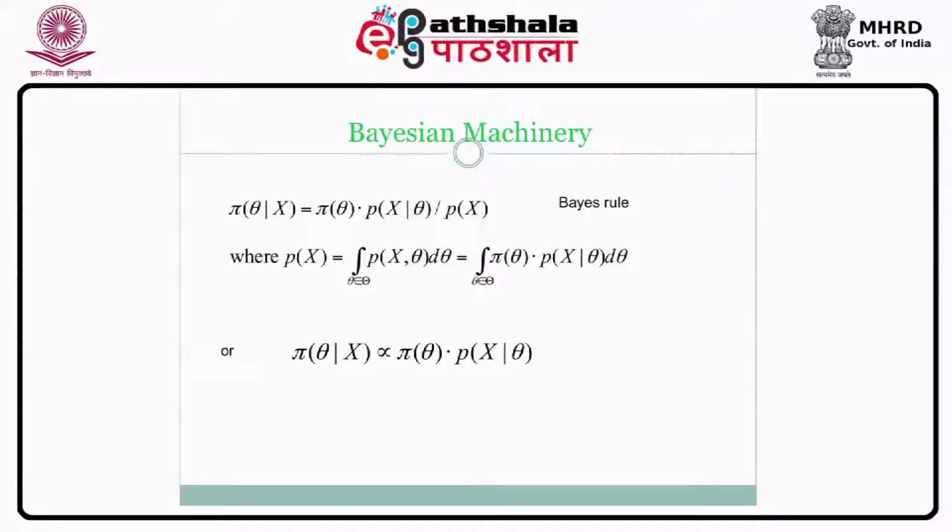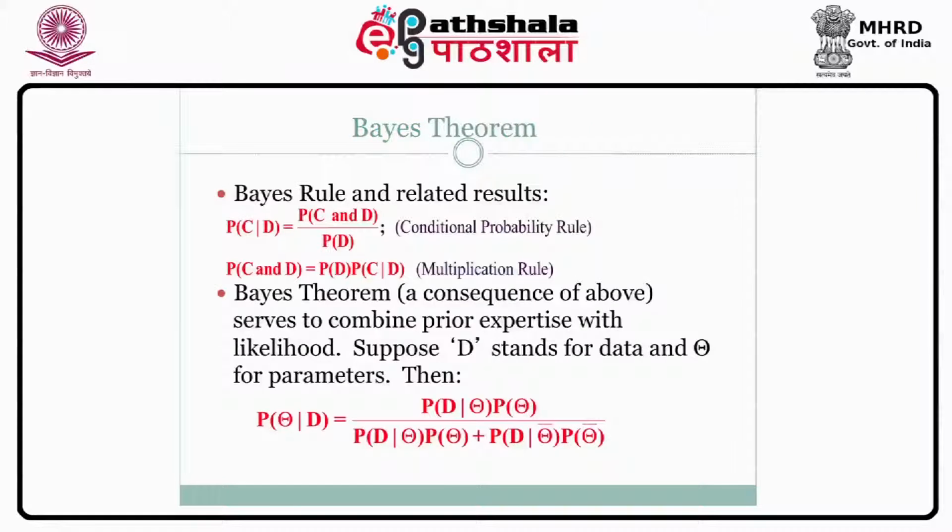Essentially, the whole idea crops up from Bayes' theorem, where Bayes' rule is this: in terms of conditional probability, probability of C given D is probability of C and D divided by probability of D, or the other way around. If you take it to the other side, you will get this: probability of C and D is probability of D times probability of C given D.